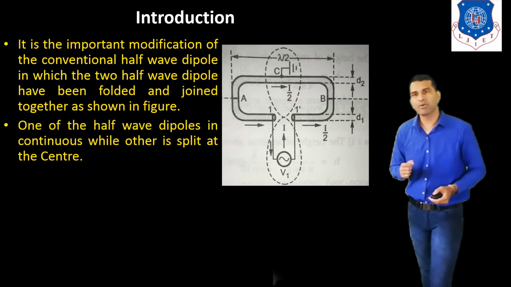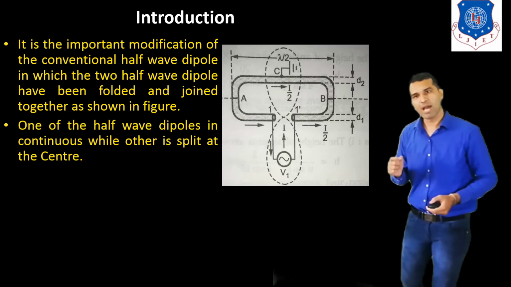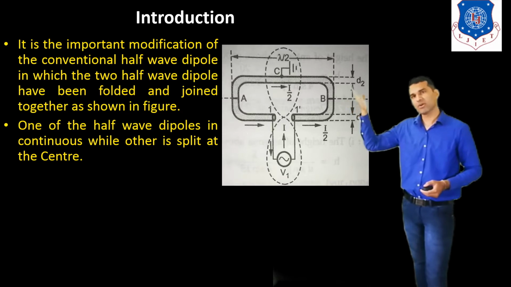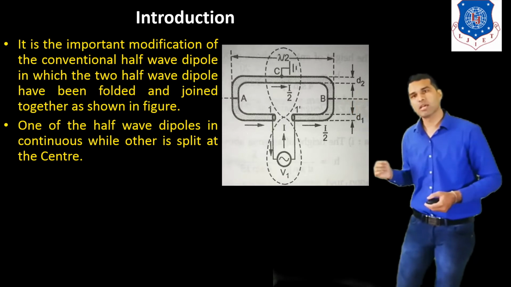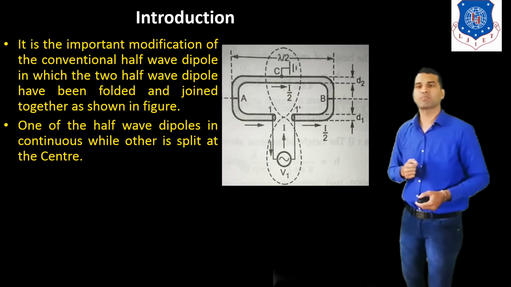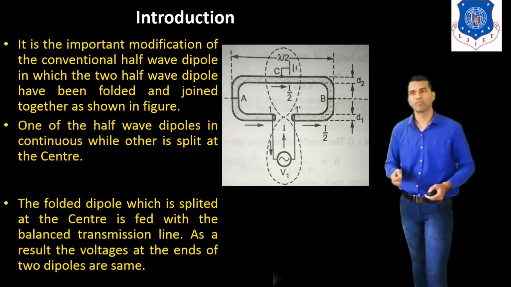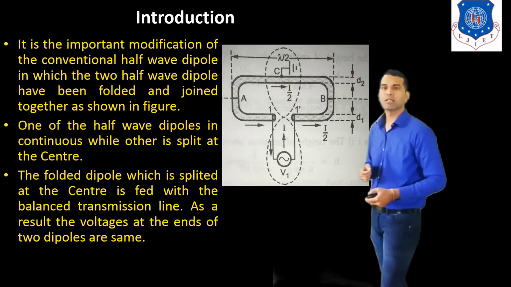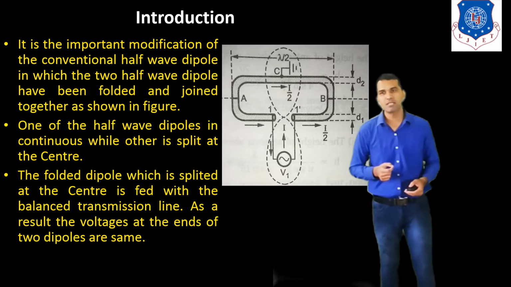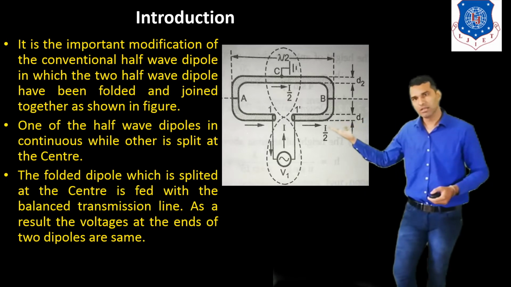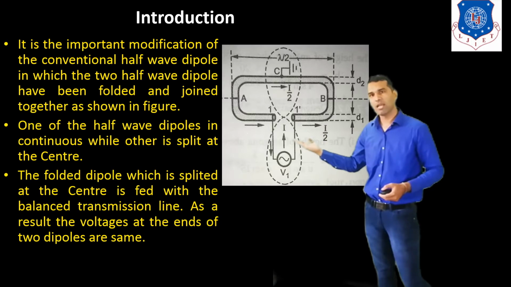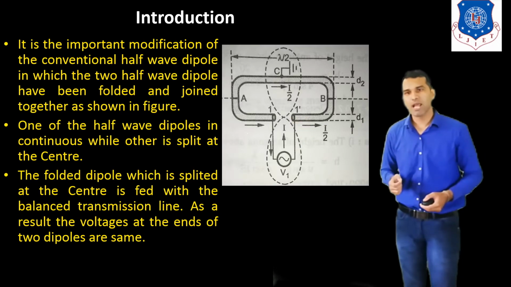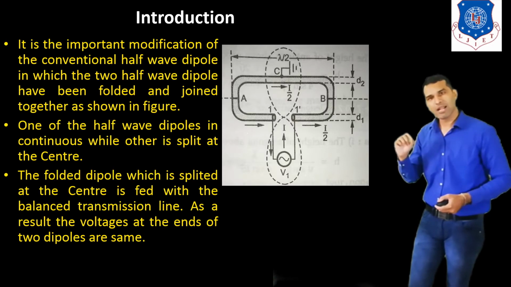One of the half-wave dipoles is continuous while the other is split at the center. Here we can see this is the first half-wave dipole, which is continuous, and the second one is split at the center. The folded dipole which is split at the center is fed with the balanced transmission line. Here we can see the balanced transmission line given as an input. As a result, the voltages at the ends of the two dipoles are the same.